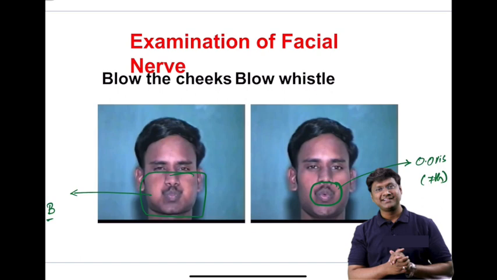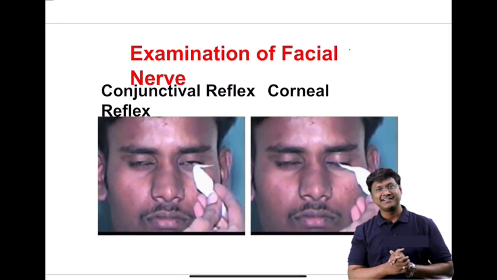And the reflexes which are being carried by your facial nerve are your conjunctival and corneal reflex. So actually the afferent will be the 5th nerve and efferent will be the 7th nerve for these corneal as well as conjunctival reflexes.